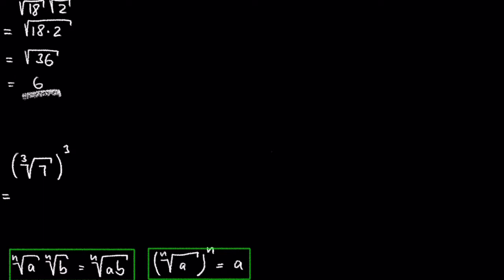So in our example, when we are taking the third root of 7 and then raise that to the same power as the root index, which is 3, we end up at that number we started with under the root, which is 7.